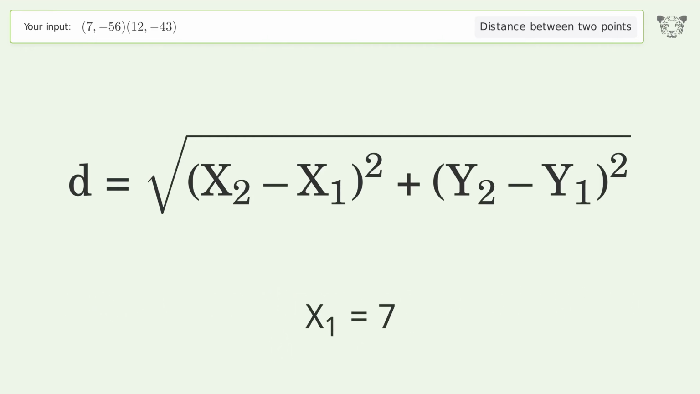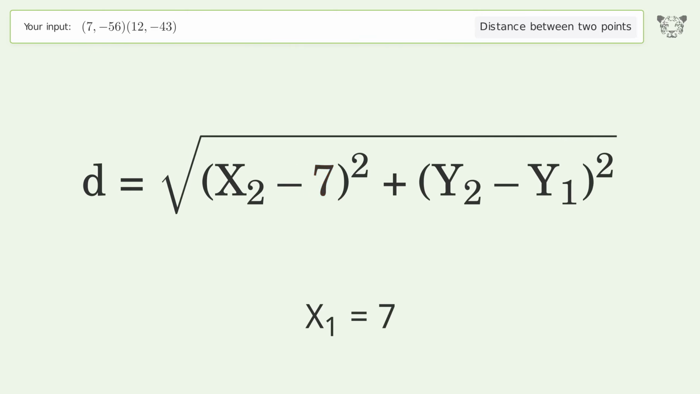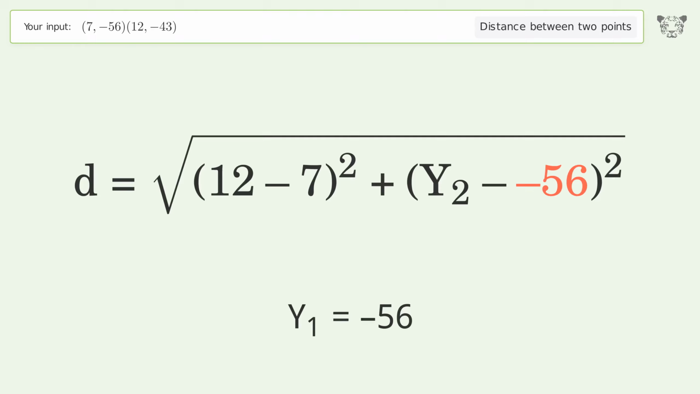x1 equals 7. x2 equals 12. y1 equals -56. y2 equals -43.